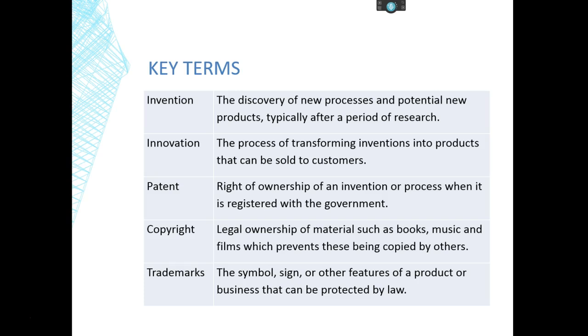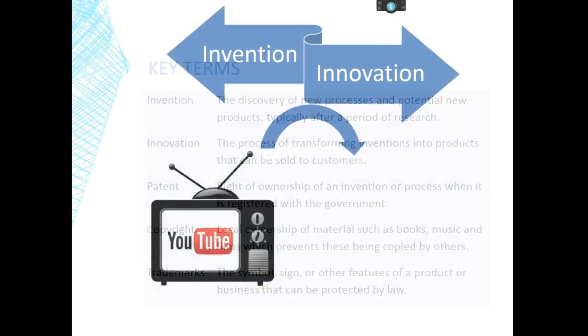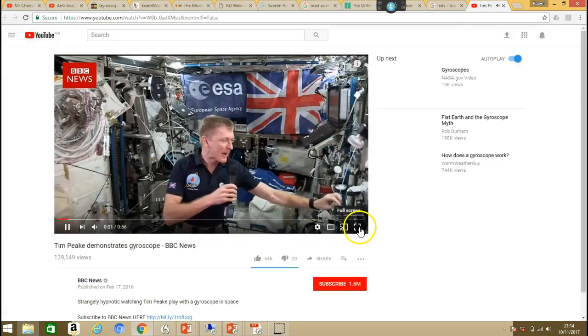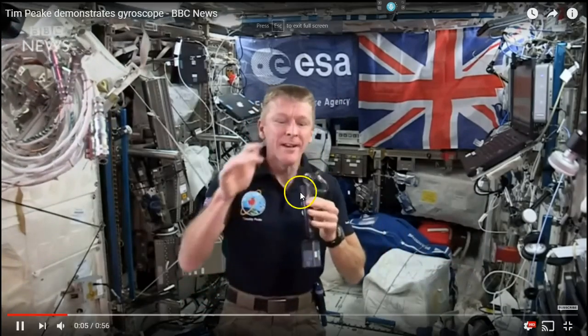That's what my students recently have been really struggling with. So let's look at a few examples here. First of all, we're going to start off with an invention, and we're going to go straight into space, and we're going to join Tim Peake, who is on the space station, talking about the invention, the gyroscope, which is this device here.